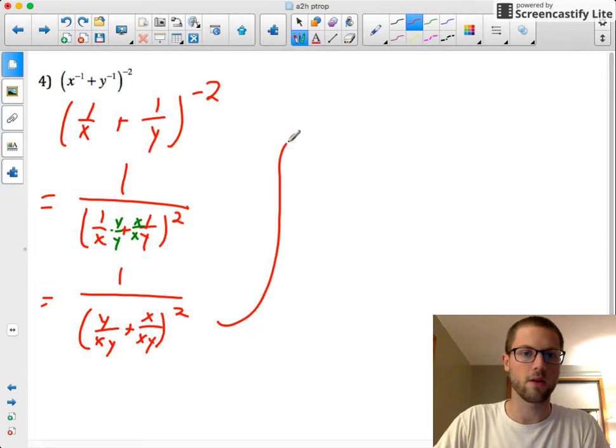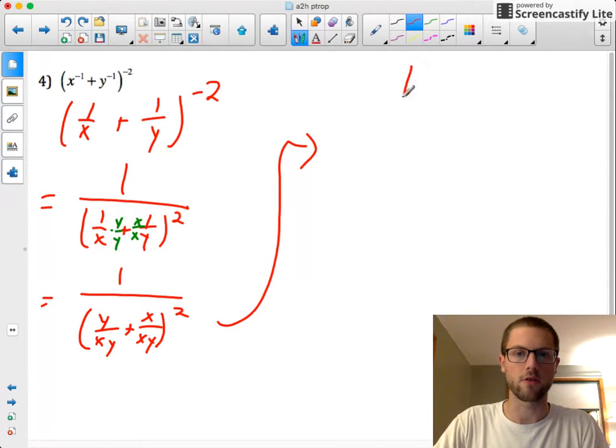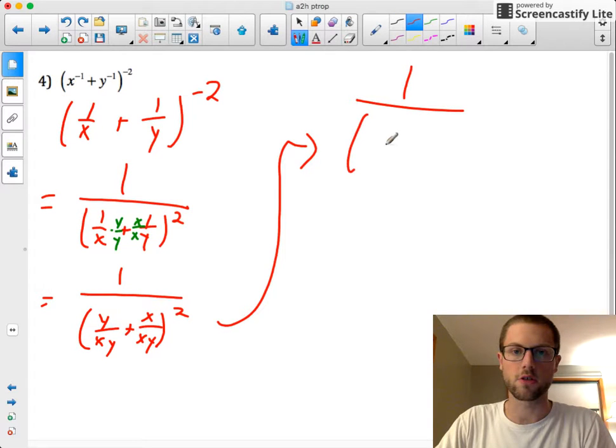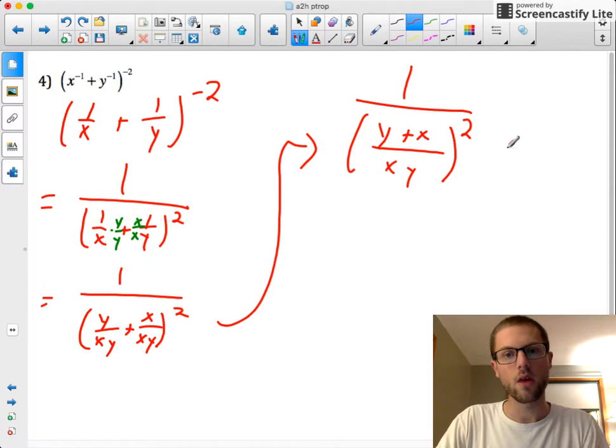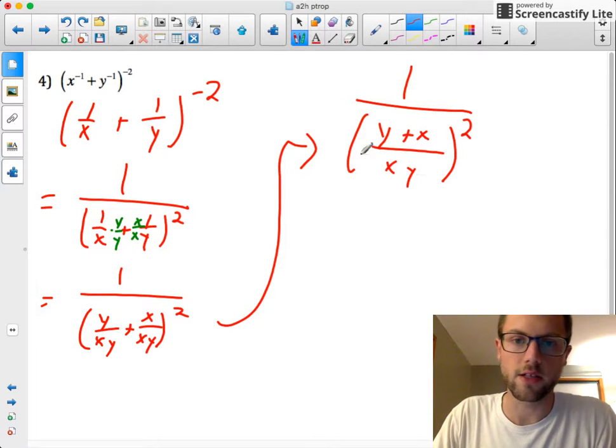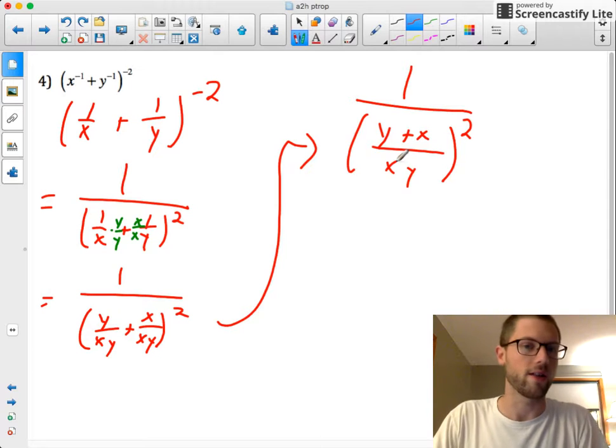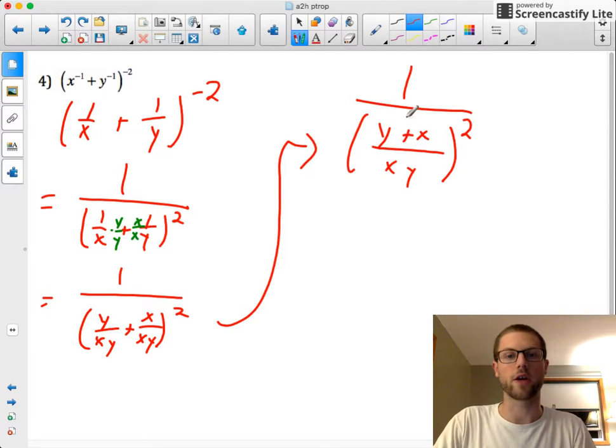I've got a common denominator, so I can add those fractions. So we have y plus x over xy, all of that to the second power. And now here's what I'm going to do. This is still a complex fraction that I don't really like. So what I'm going to do is represent this whole quantity by splitting it up into a numerator squared and a denominator squared. So let me show you what I mean.